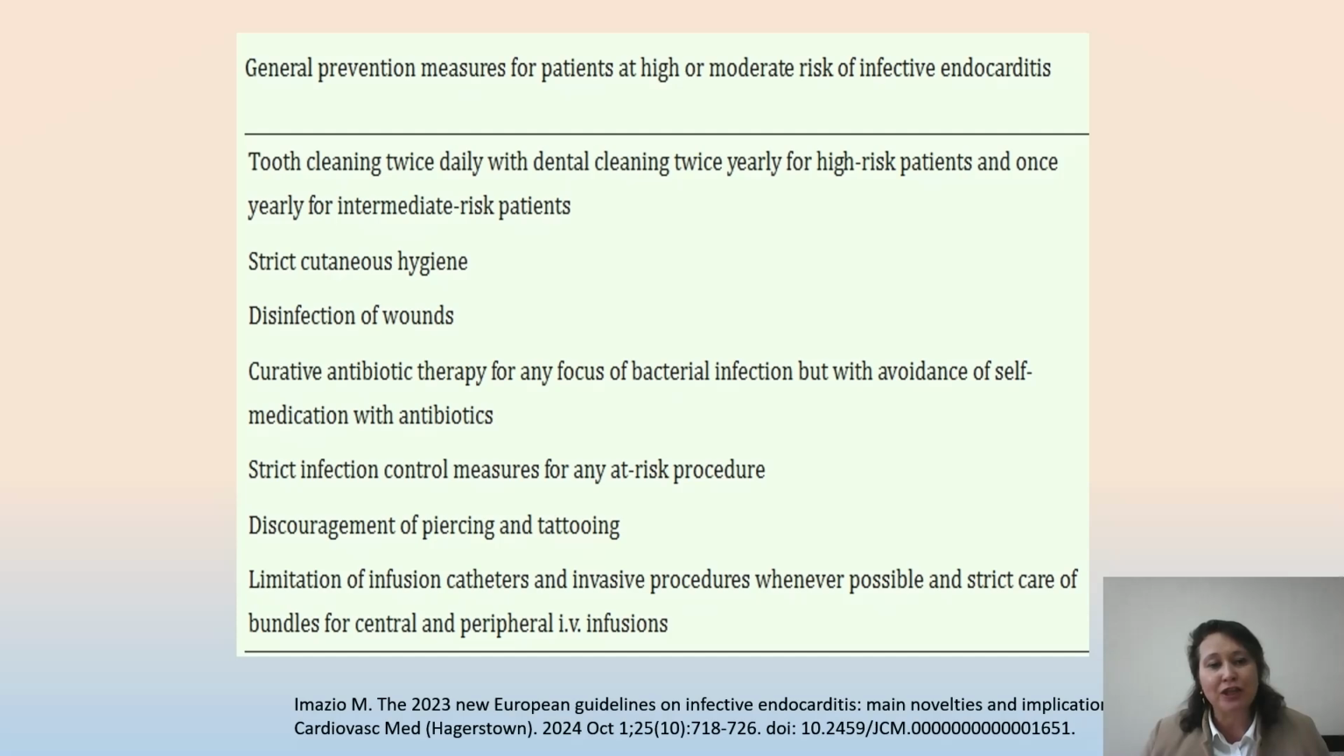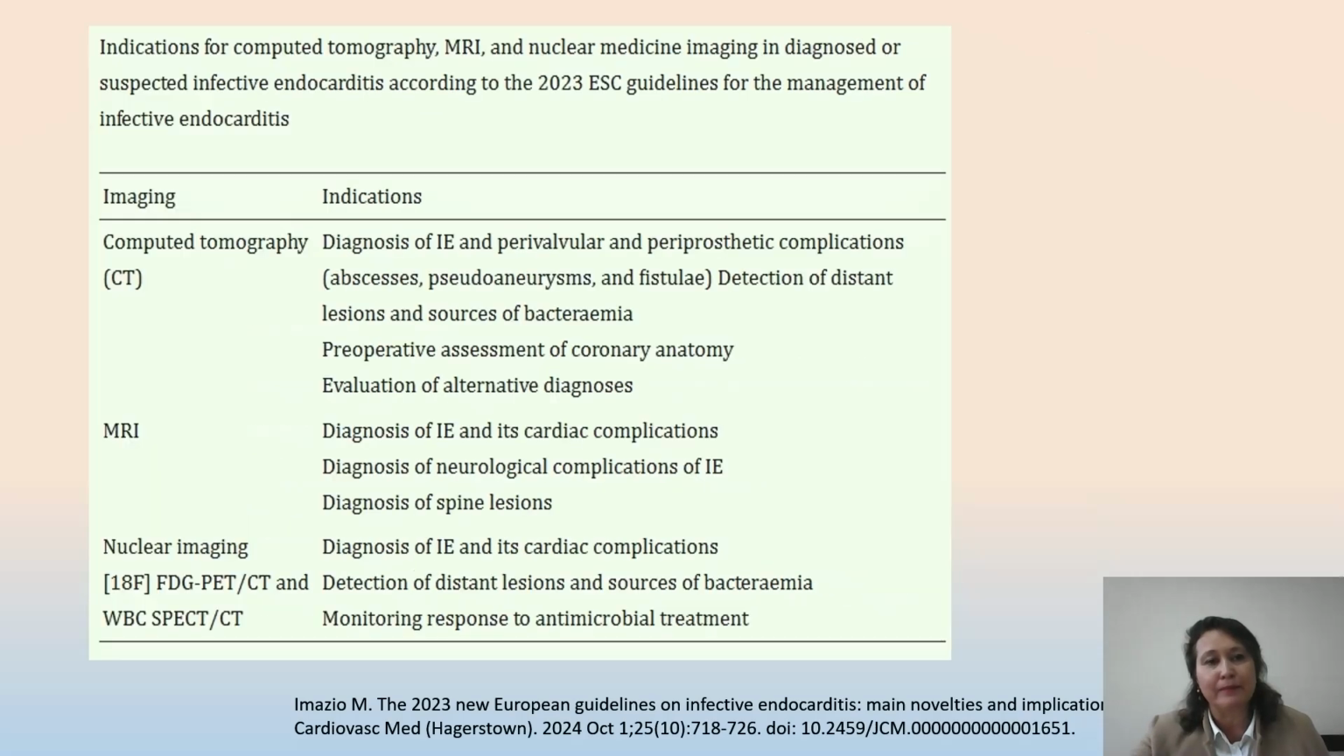Strict infection control measures for any at-risk procedure. Discouragement of piercing and tattooing, and limitation of infusion catheters and invasive procedures whenever possible, and strict care of lines for central and peripheral intravenous infusions.